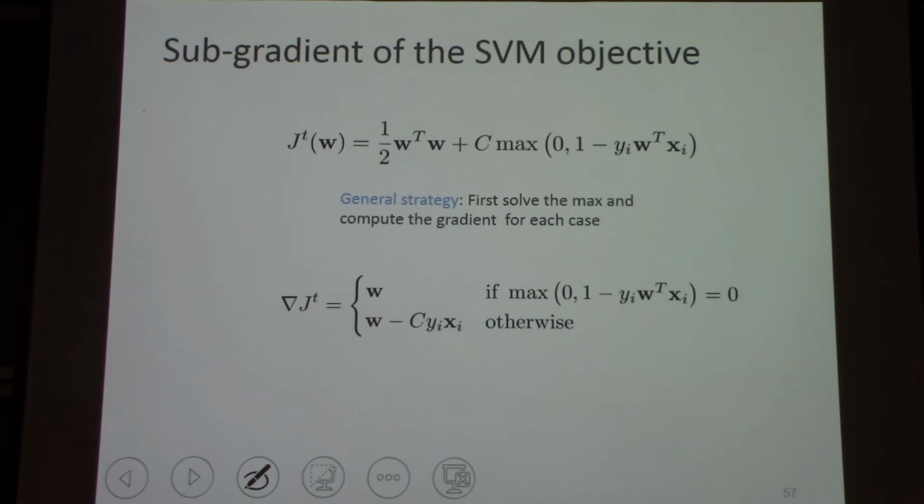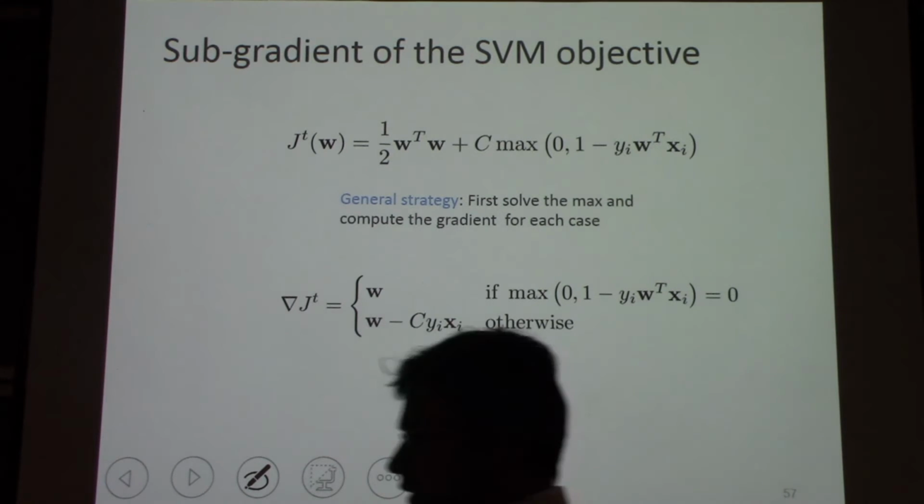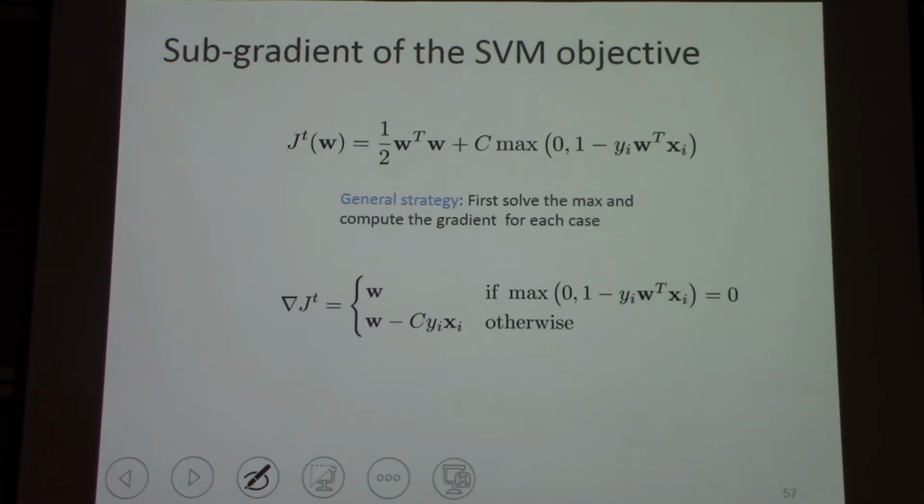For any particular W, this function is just a number. Given a W, it will compute a number. So one way of generating subgradients is to first solve the max for that particular W. If the max of W transpose X is less than 1, then 1 minus that will be greater than 0, so that term will contribute to the gradient. That's this term here. If the max is 0, then this whole thing disappears.